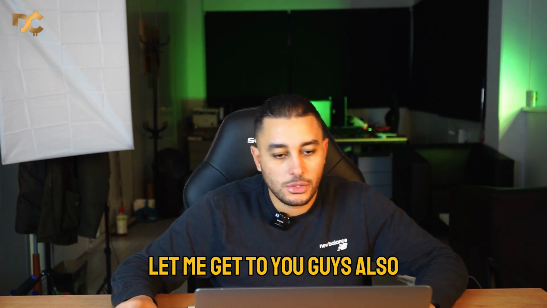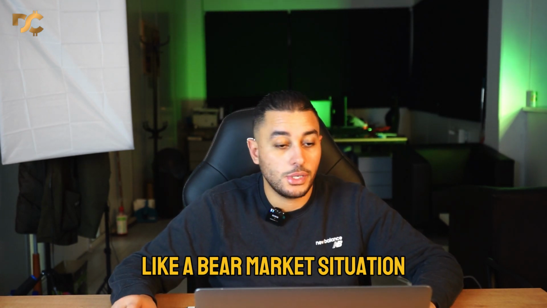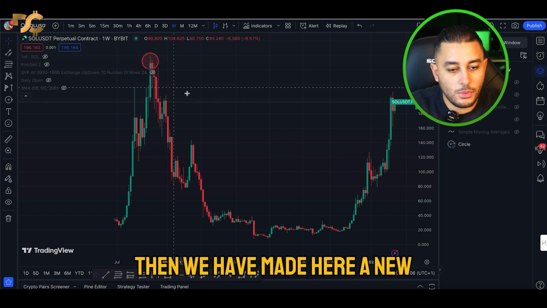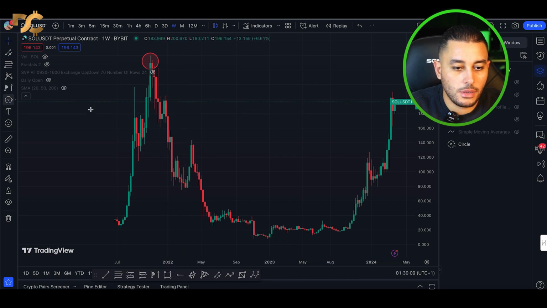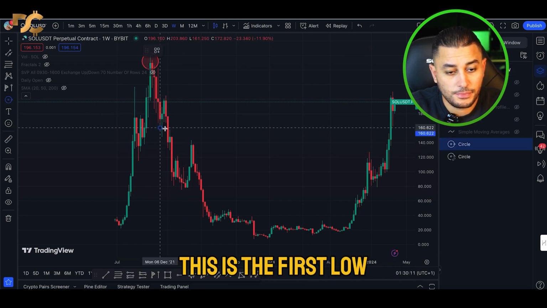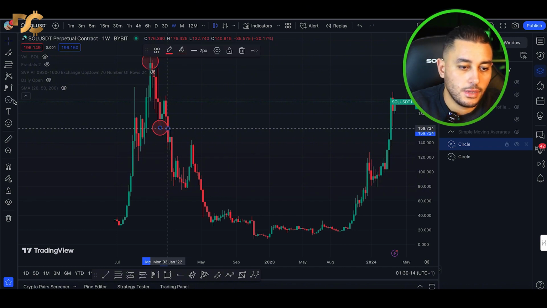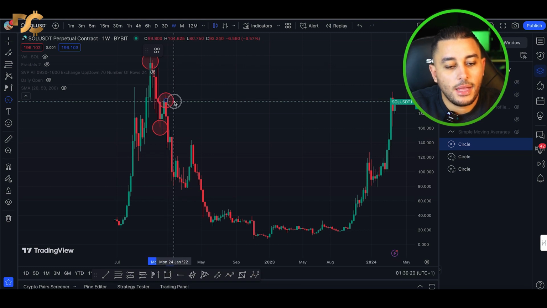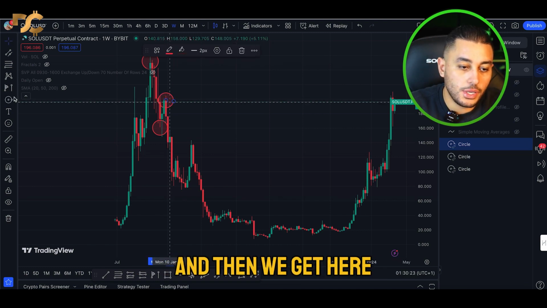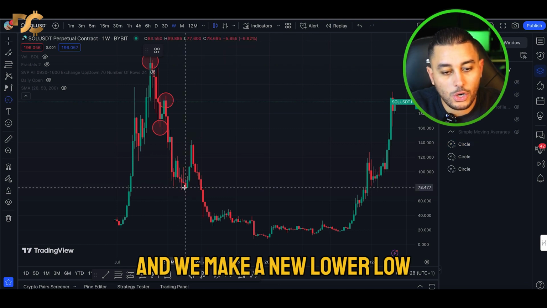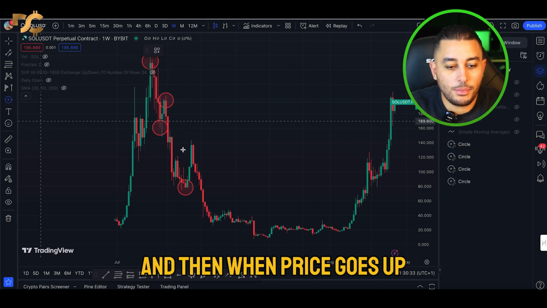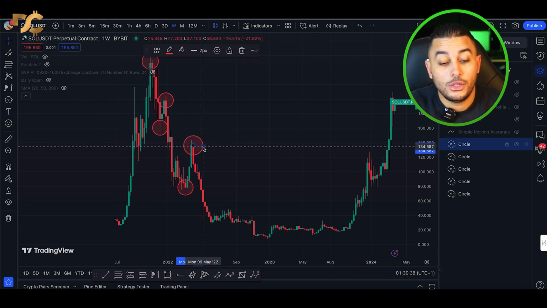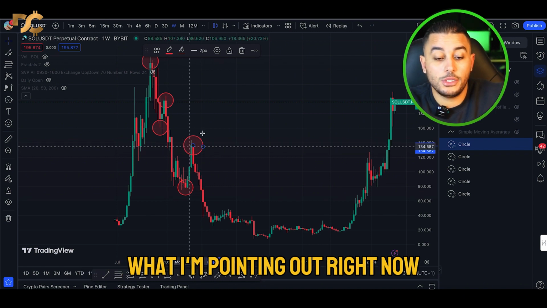Let me show you guys also a bear market situation. If this is the top of the bull market, then we have made here a new low. This is the first low. And we make here the first official bearish sign, and that's a lower high. And then we get here and we make a new lower low. And then when price goes up, it tries to, but it makes a new lower high. So I hope you guys can see what I'm pointing out right now.